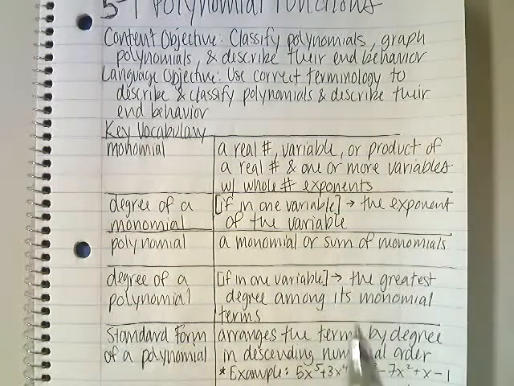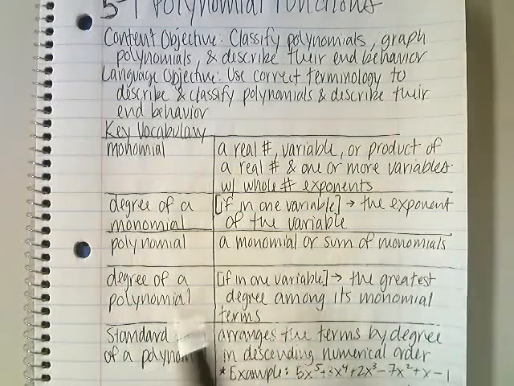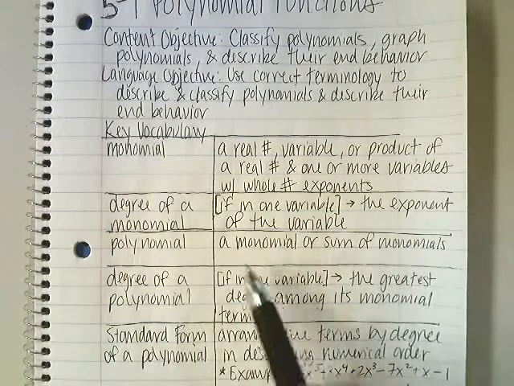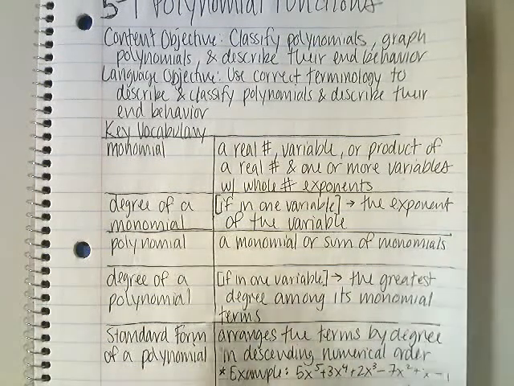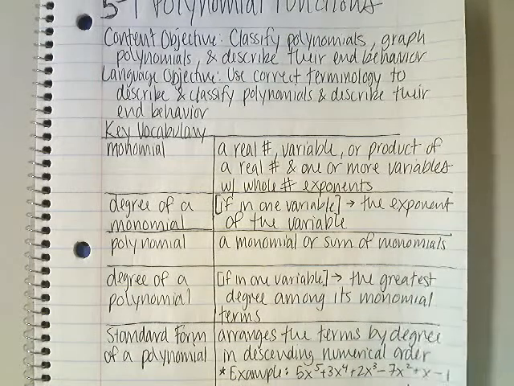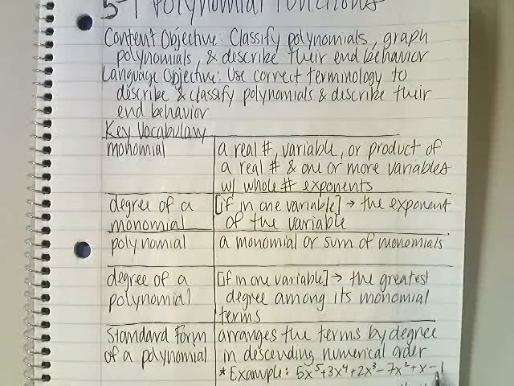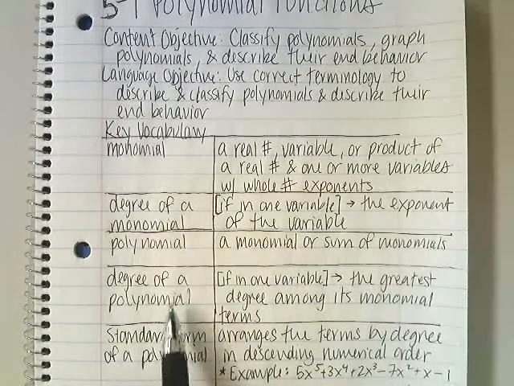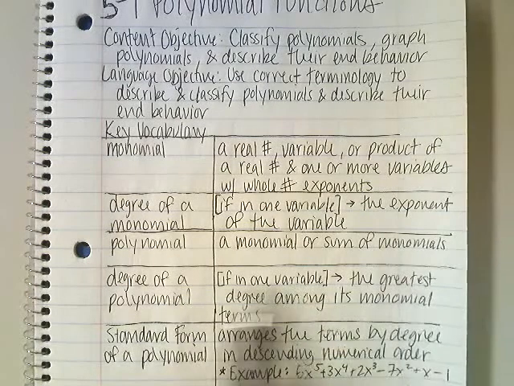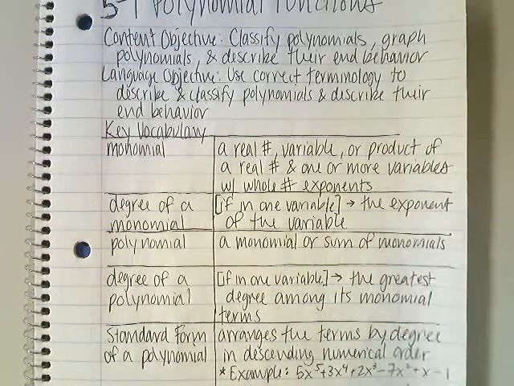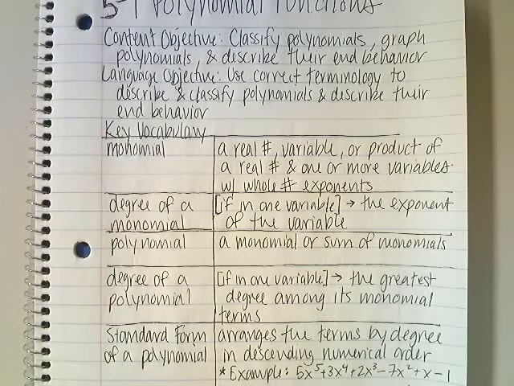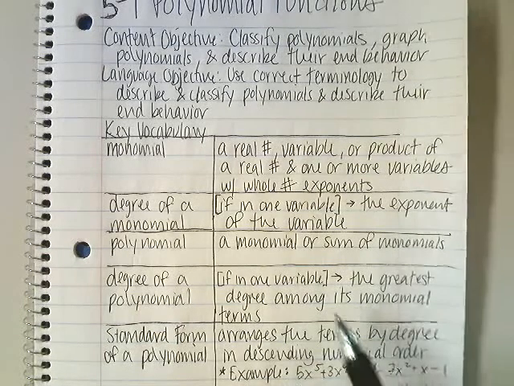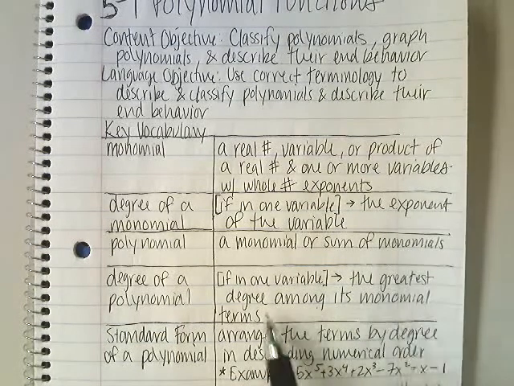So it can have x to the fifth, x to the fourth, x to the third. It can have all sorts of monomials added or subtracted together to create one long string called the polynomial. One example is down here. So the degree of a polynomial, again, if it's in one variable, so this only works if there's only one variable. If it has both x and y or a and b, then it no longer applies, is the greatest degree among its monomial terms.